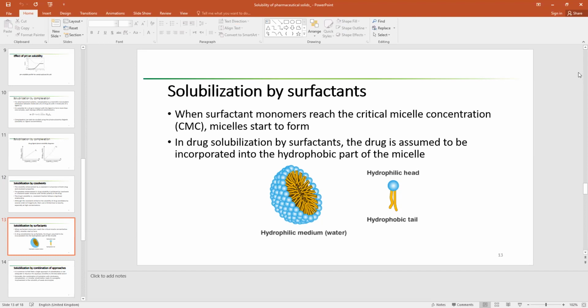So in drug solubilization by surfactant, the drug is assumed to be incorporated in the hydrophobic part of the micelle. As you're aware, this is a micelle in an aqueous medium where the hydrophilic head is directing toward water, while the hydrophobic part is inside. We usually refer to it as the hydrophobic tail, and the drug is usually expected to be absorbed in the hydrophobic tail.